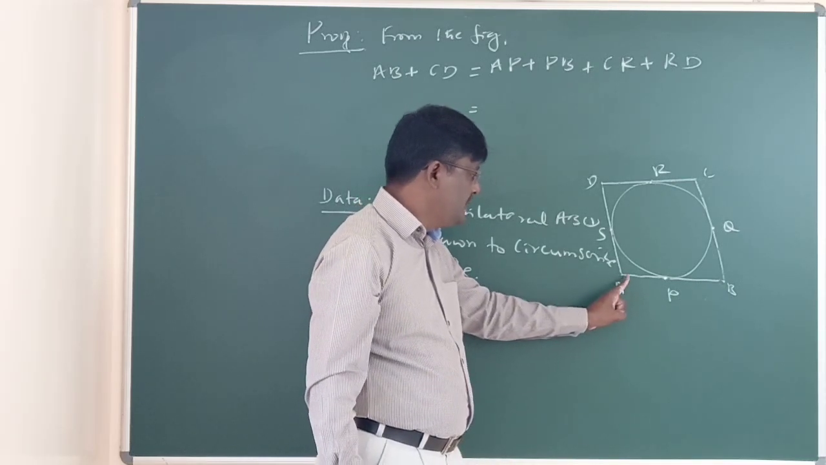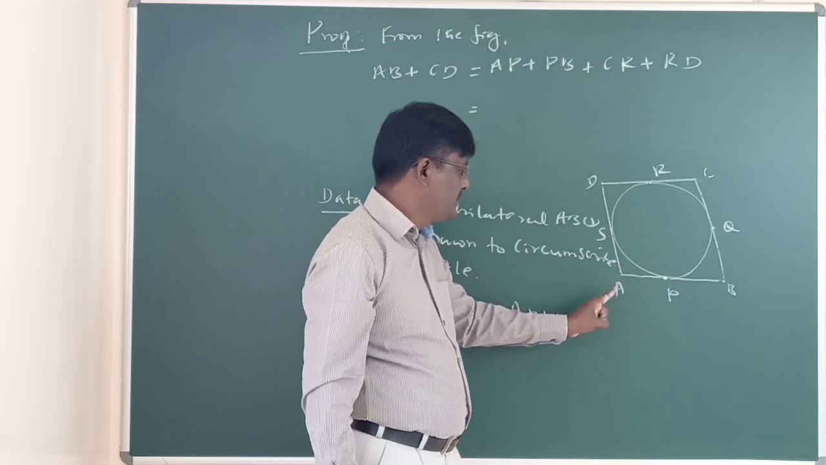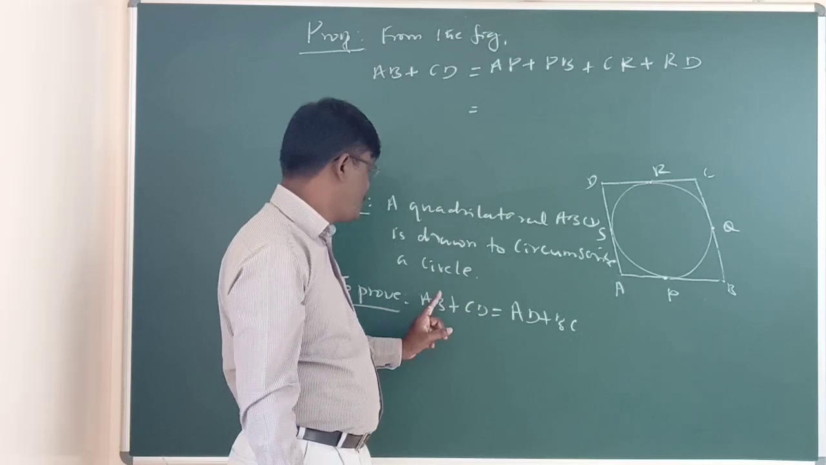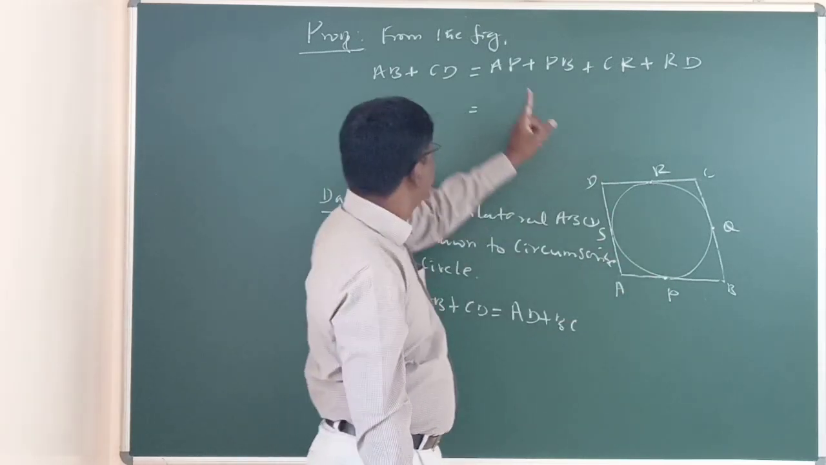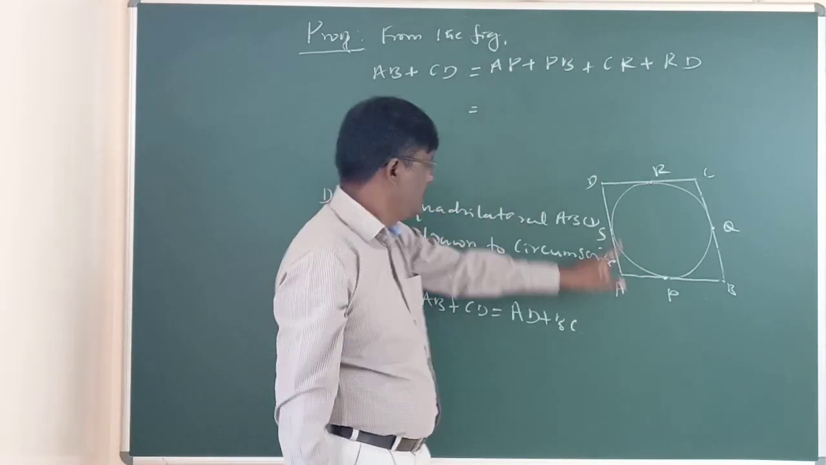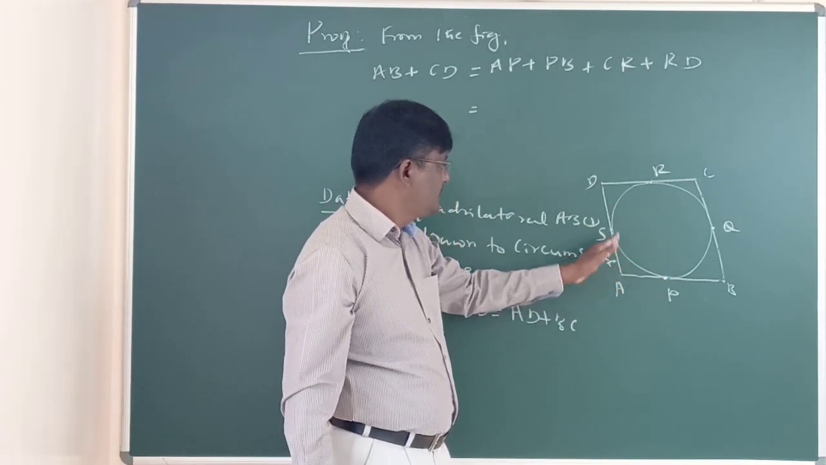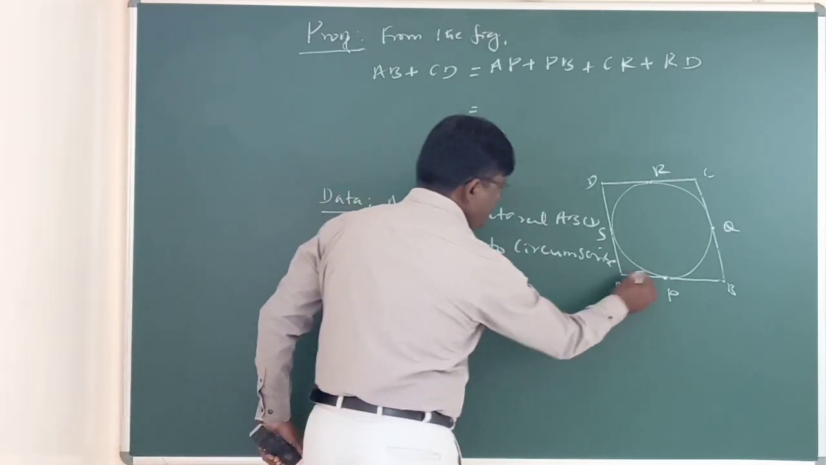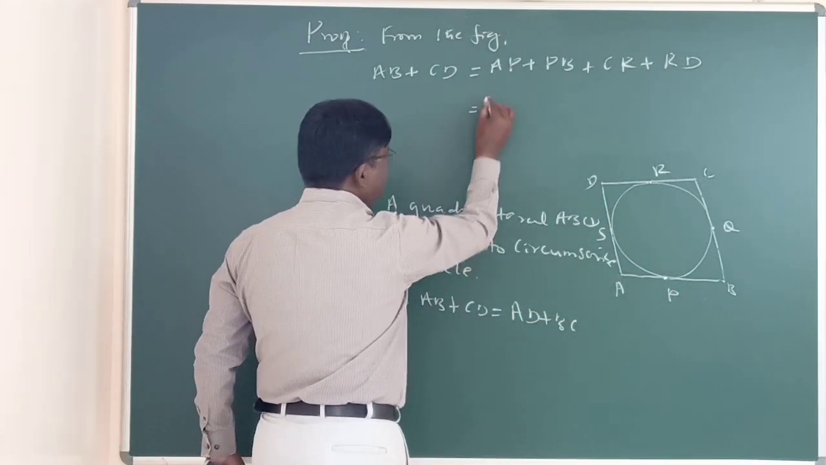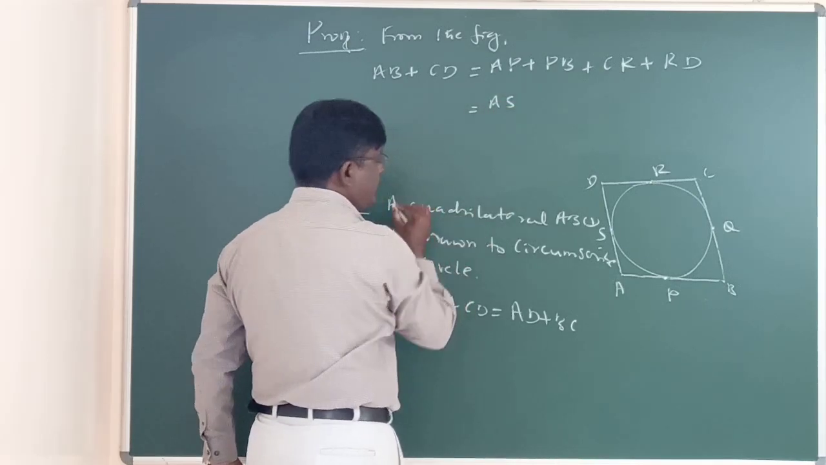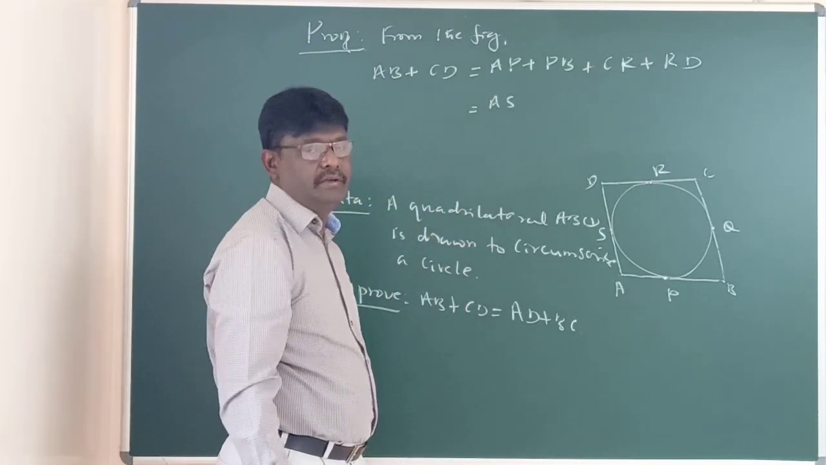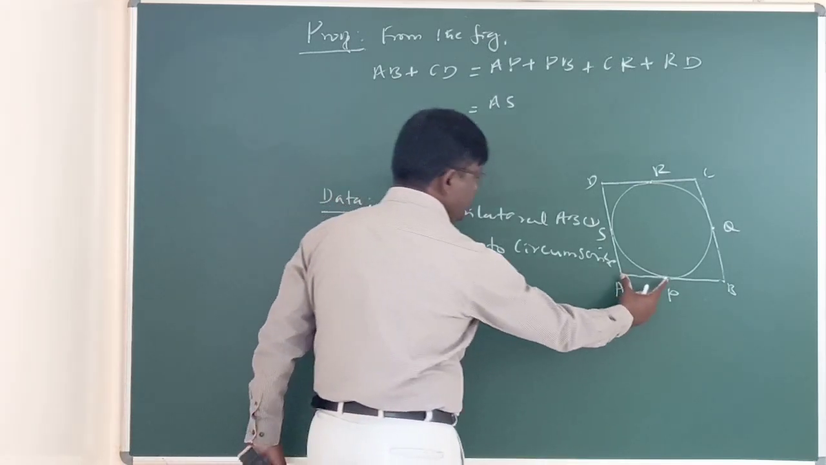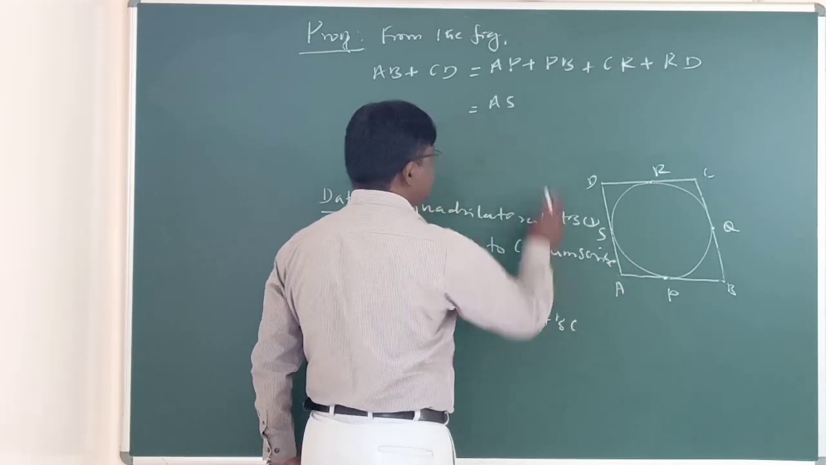Therefore, AP equal to what? AS. Here, what is the advantage of replacing AP by AS? AS is a part of AD. So now AP is changed by AS. Why? Because tangents drawn from an external point are equal. Thus, in place of AP, let us write AS.